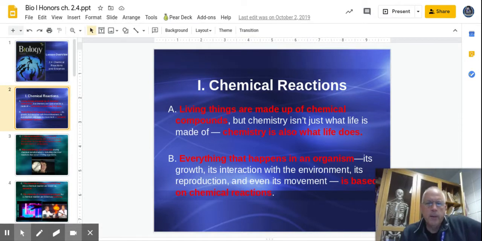Living things are made up of chemical compounds. We talked about that earlier in notes. We are just loaded with H2O, CO2, CH3, whatever, ATP, DNA. It just goes on and on and on. Carbohydrates, lipids, all those macromolecules we went through. So chemistry is basically what life does. Okay, so that's the function of living things, chemical reactions. Nothing occurs in an organism that's not a chemical reaction.